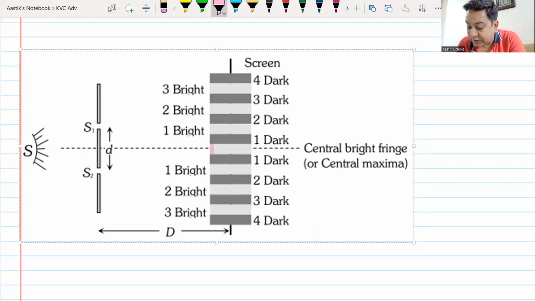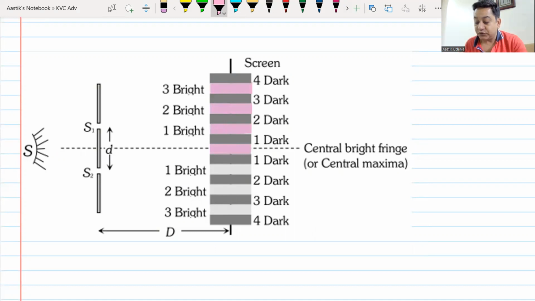The pink ones that you see are bright fringes. Do you see them? Yes. So you have a bright fringe at the center, then you have bright fringes at the top. The pink ones are your bright fringes. Do we understand this? Yes.